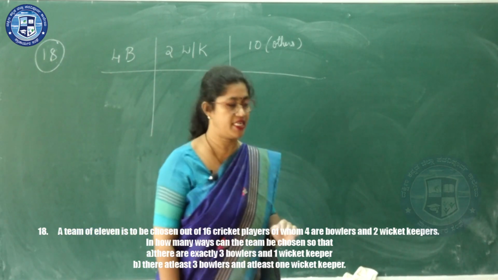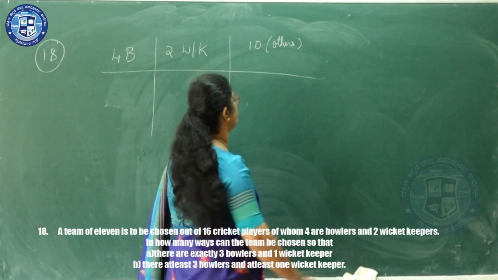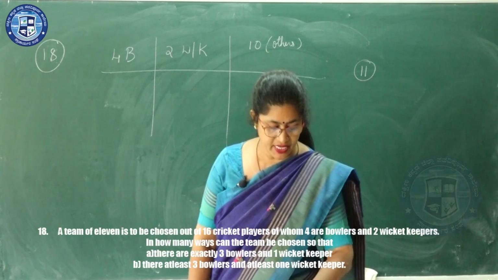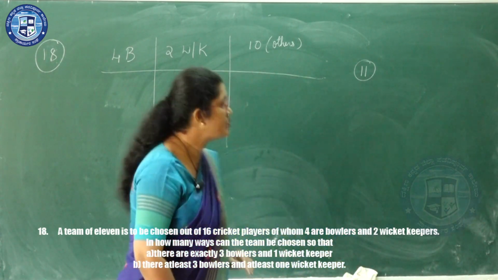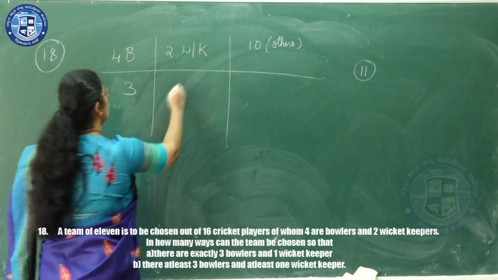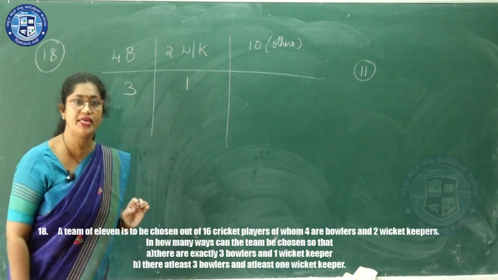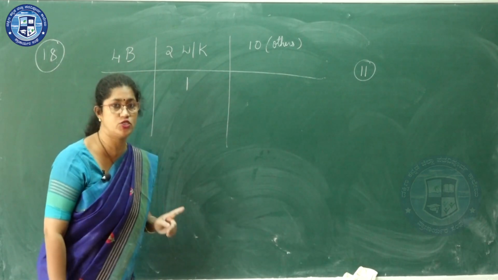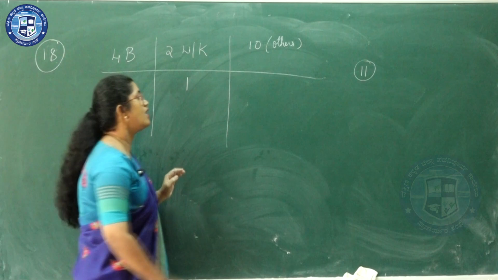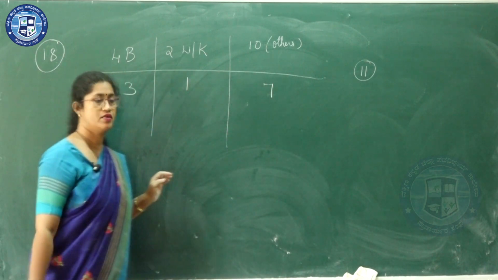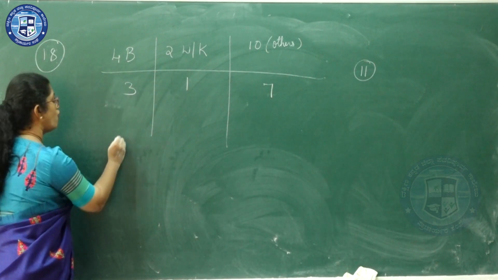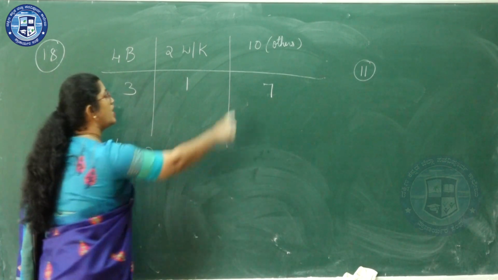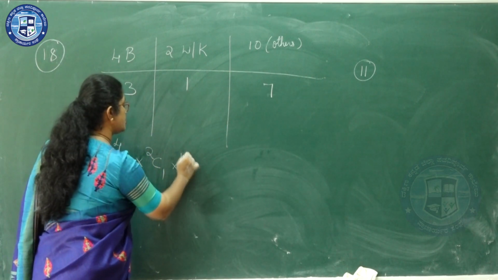How should I make the selection? How many I have to choose? Is a cricket team, even otherwise we know we need 11 people for the team. And the condition is there should be exactly 3 bowlers, exactly 1 wicket keeper. I want a team of 11. 3 plus 1, 4 is over. To make it 11, I need 7 more. So the calculation, from 4 choose 3, and from 2 choose 1, and from 10 choose 7.